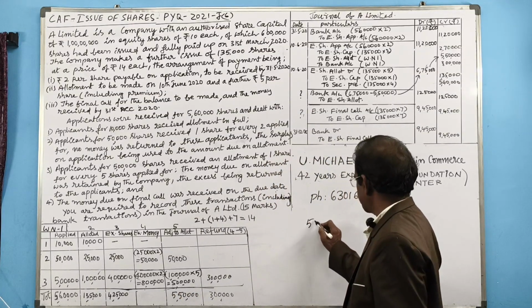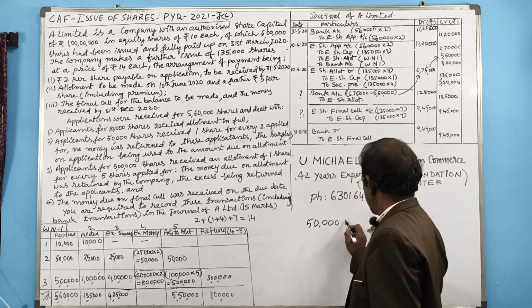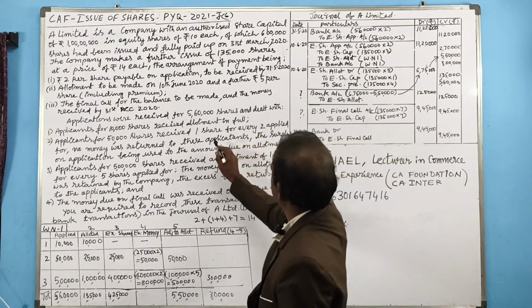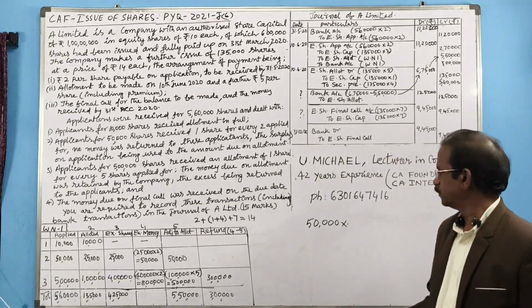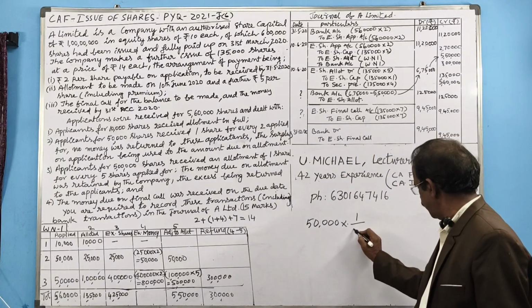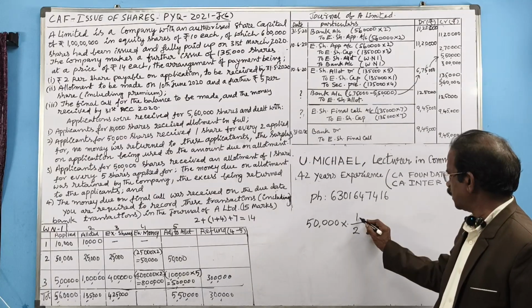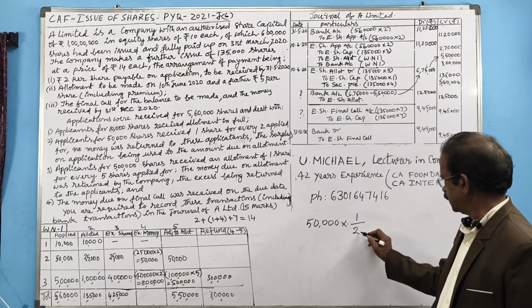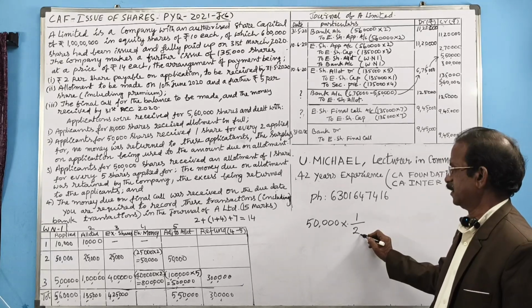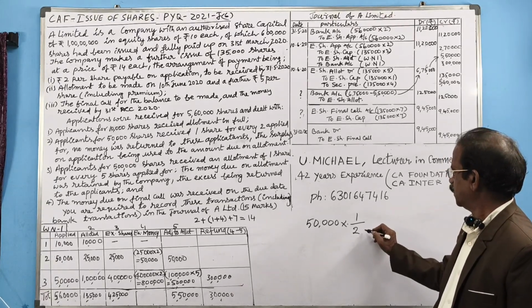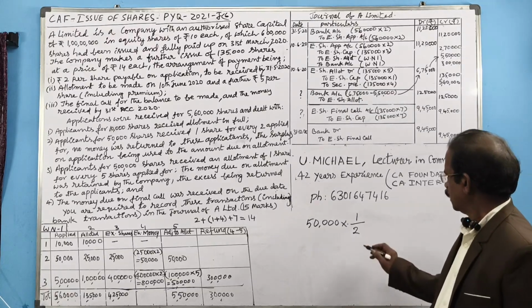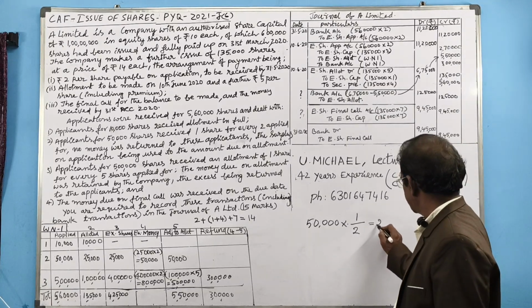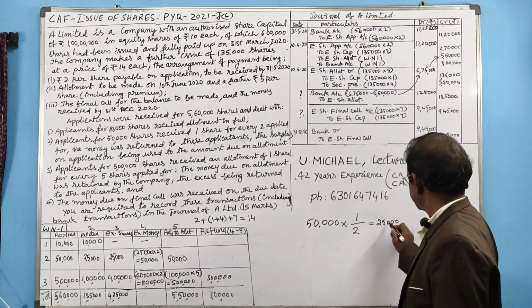Applied is 50,000. A ratio is 1:2, means 1 for every 2. This is the number of shares received, and this is the number of shares applied. That's why we have to take 1 by 2. So when you calculate, you will get 25,000.